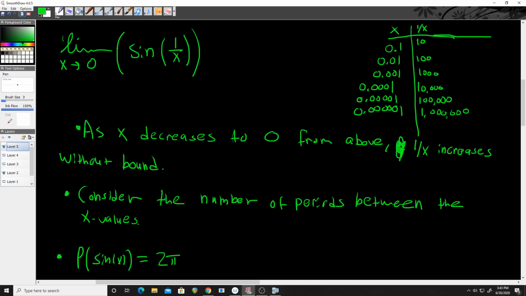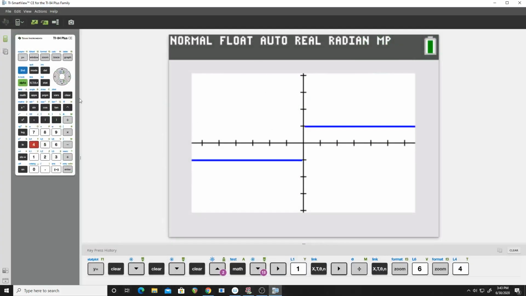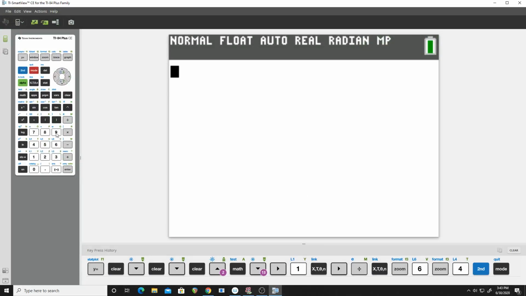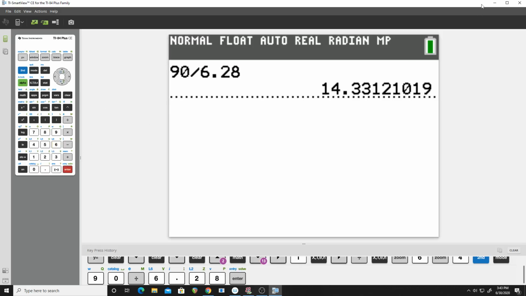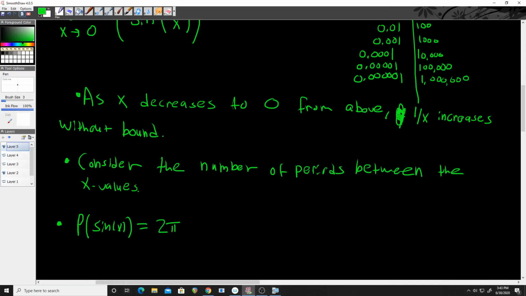So let's just consider 1 over x. As x goes from 0.1 to 0.01, 1 over x goes from 10 to 100. Let's think about how many periods are in there. The distance between 10 and 100 is 90, right? So if we take 90 and divide by 2 pi, 2 pi is like 6.28, we get about 14 periods.